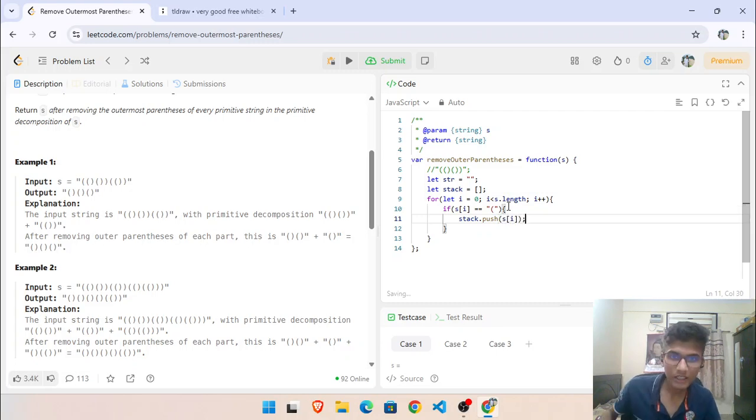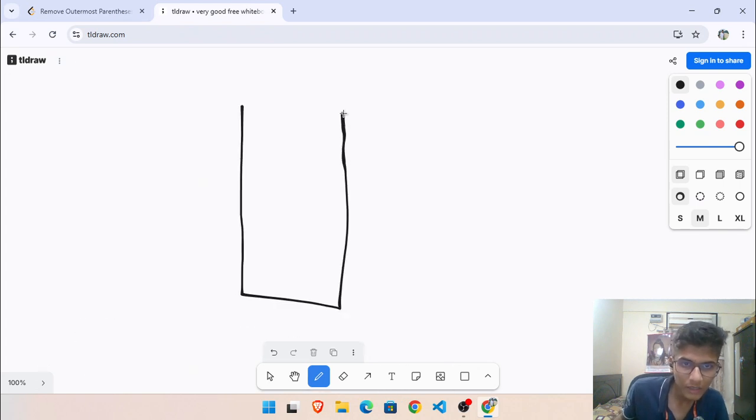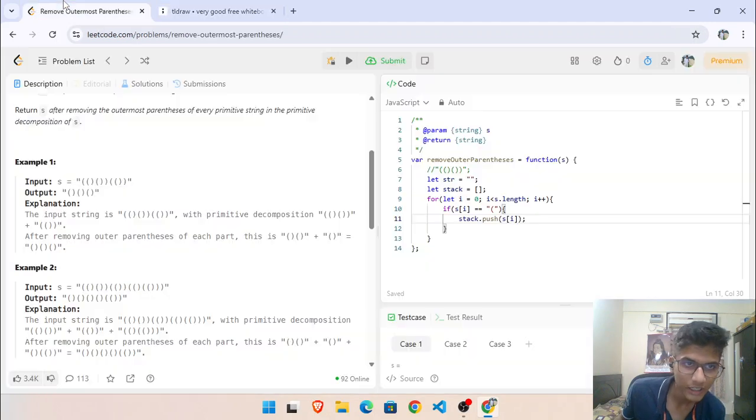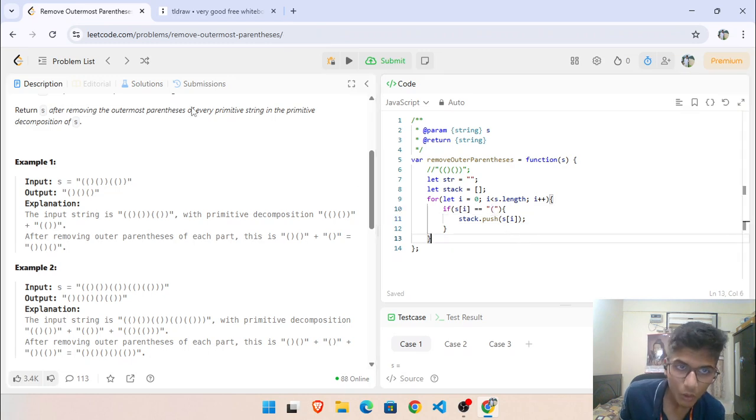Now what? Now see, I am doing this. I have made a stack here. Suppose this S is a stack, and I'm doing what my code is doing. I have pushed it here. See, my first bracket is this. According to my code, if my bracket is this, I'm pushing it. Okay, I'm pushing it. So see the output.